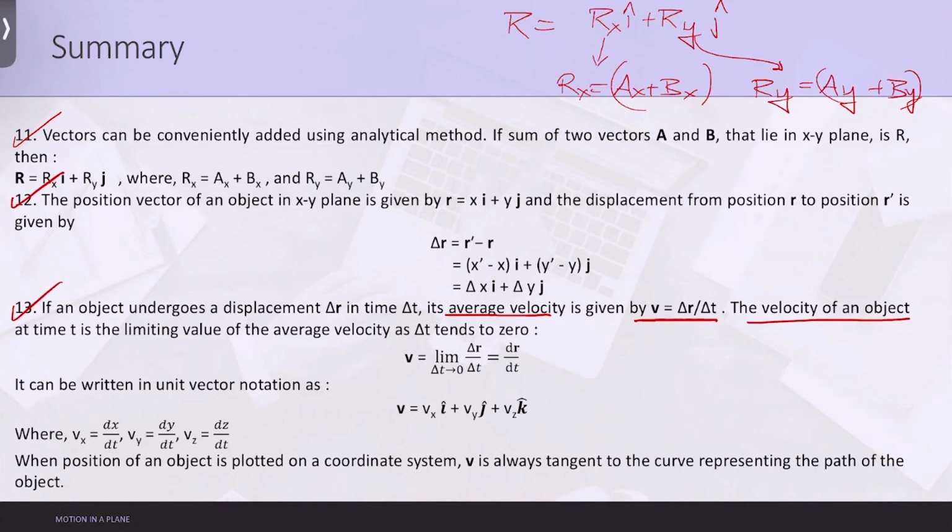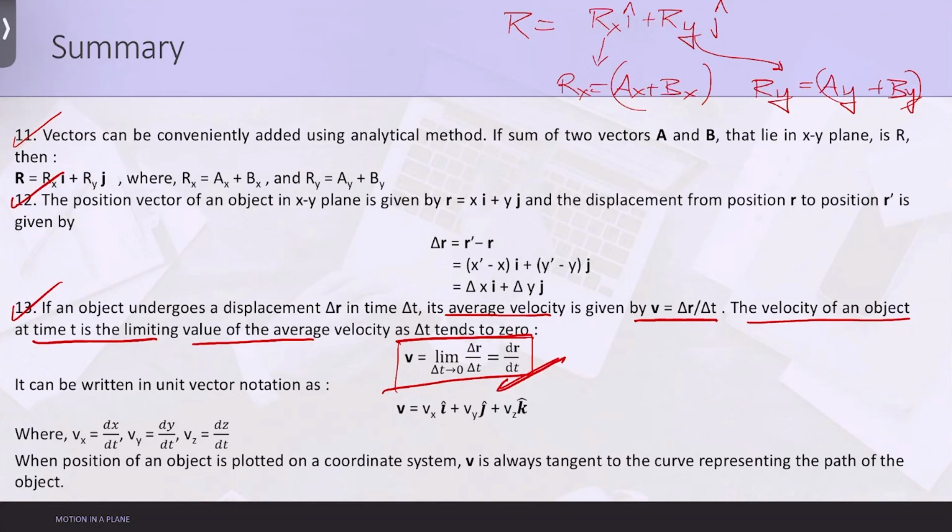The velocity of an object at time t is the limiting value of the average velocity. Please remember, if you need to calculate the value of instantaneous velocity, the velocity of an object at time t is the limiting value of the average velocity as delta t tends to 0. Therefore, v is nothing but limit delta r by delta t when delta t tends to 0. We can also write it as differential coefficient of r with respect to t.